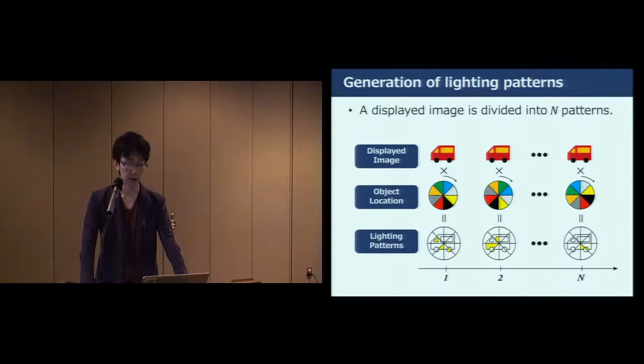So this is how to generate lighting patterns from an empty image. The location of object is changing as objects are moving. Generated patterns are intersections of empty image and the location of object at each moment.